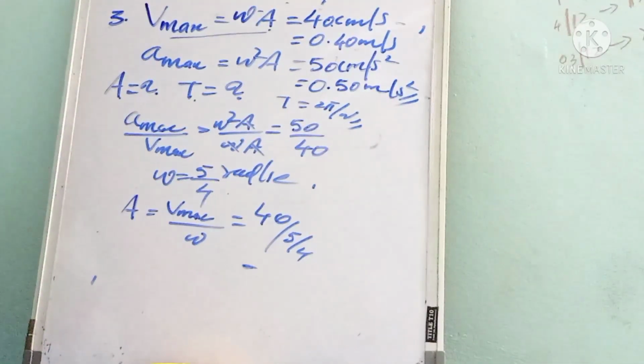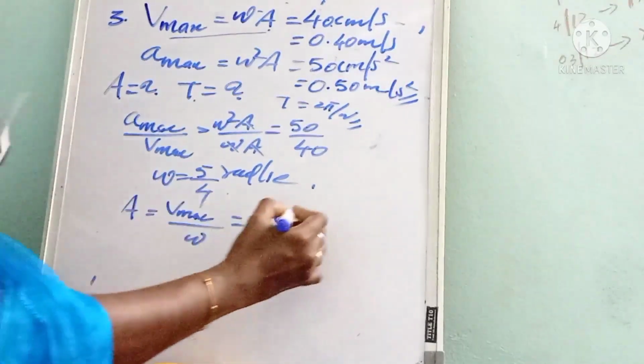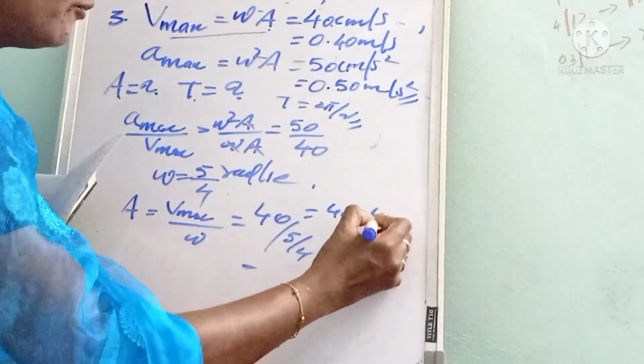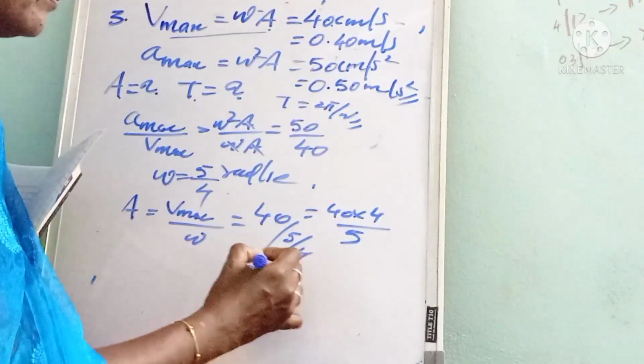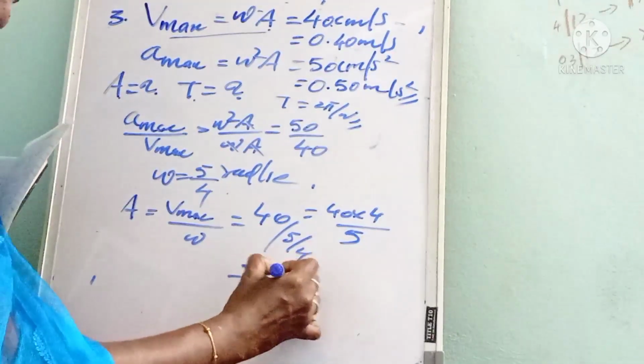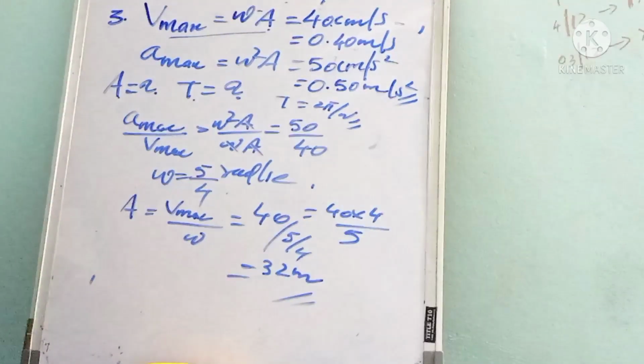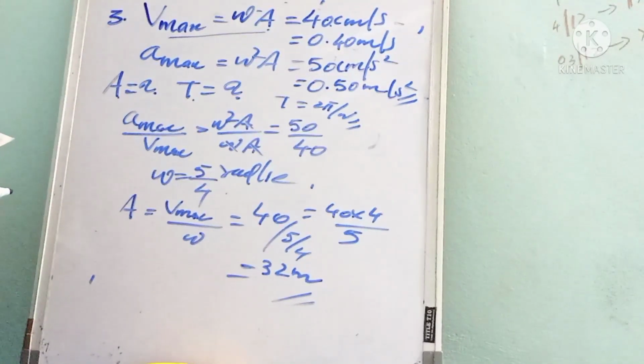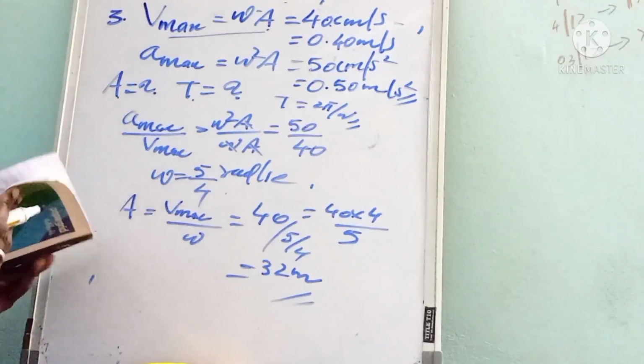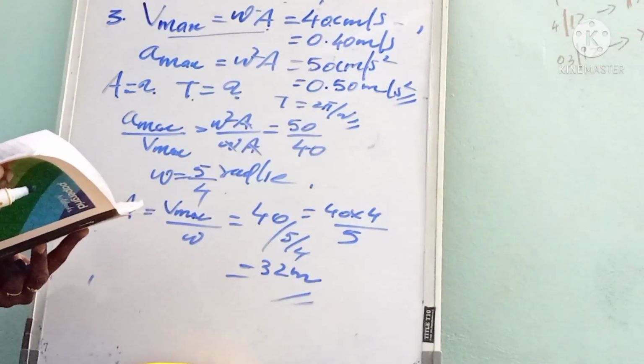40 divided by 5 by 4. That is actually 40 into 4 divided by 5. Okay, actually it is 32 meter. That is actually the amplitude. Okay, 32.